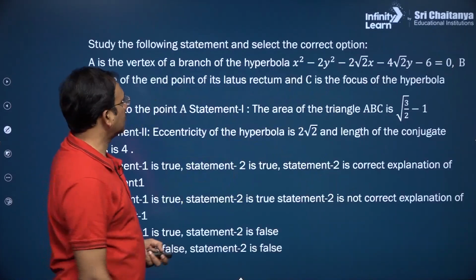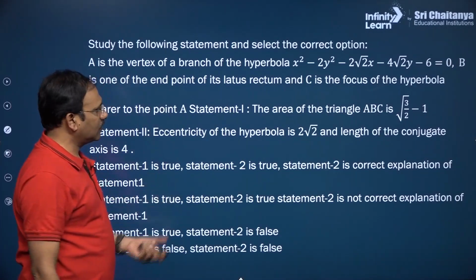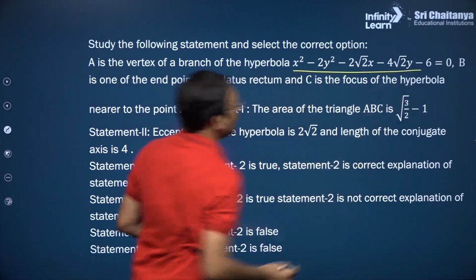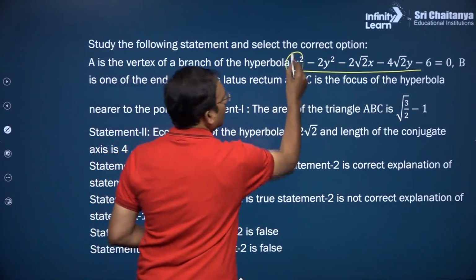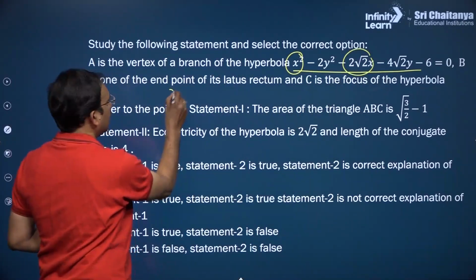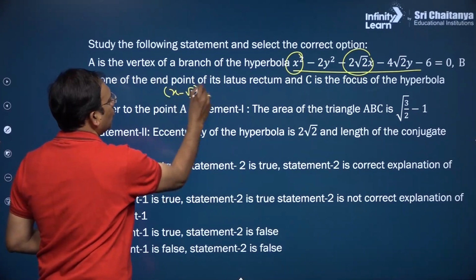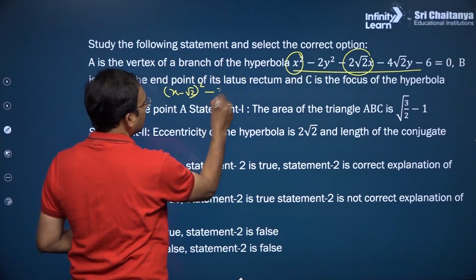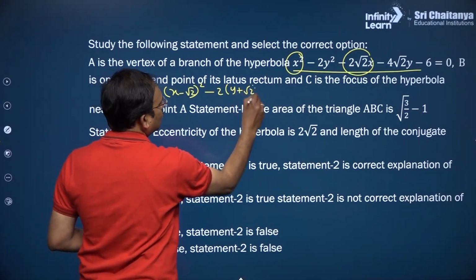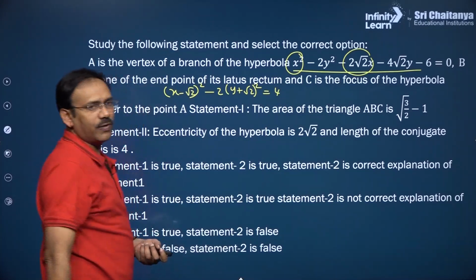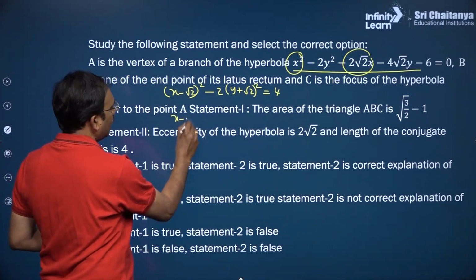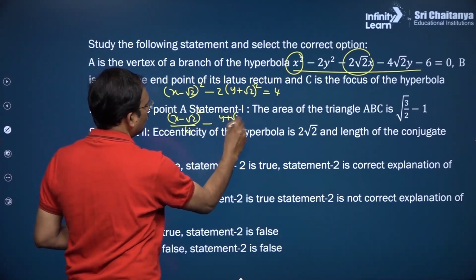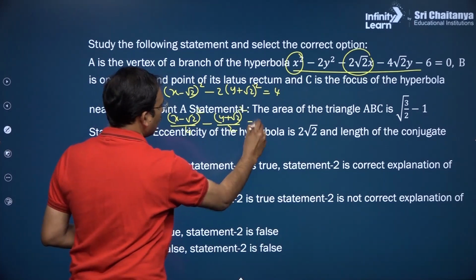Okay. Next, study the following data, we need to check whether it is correct or wrong. This hyperbola you need to arrange, my dear friends. You see x square minus 2 root 2x, a constant is there. We can write x minus root 2 whole square minus 2y square minus 4 into root 2y, means take 2 common, y plus root 2 whole square is equal to 4 you will get. So, it is going to be x minus root 2 whole square by 4 minus y plus root 2 whole square by 2 is equal to 1, my dear friend.